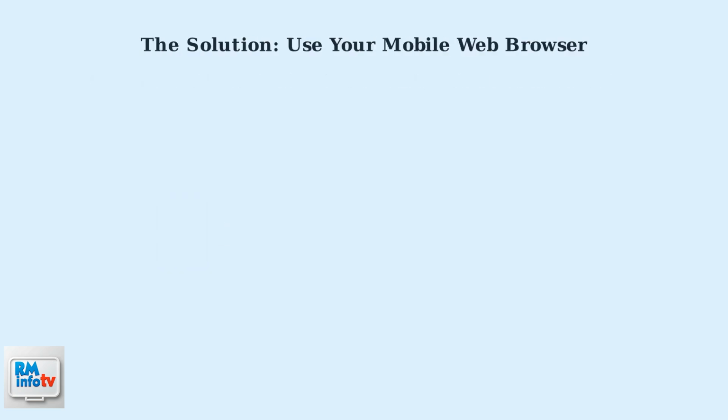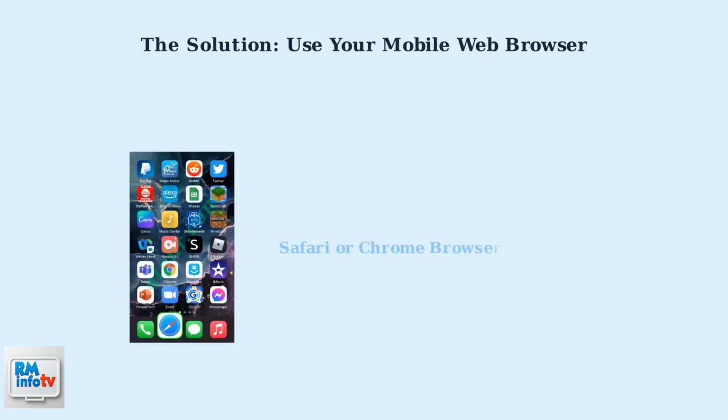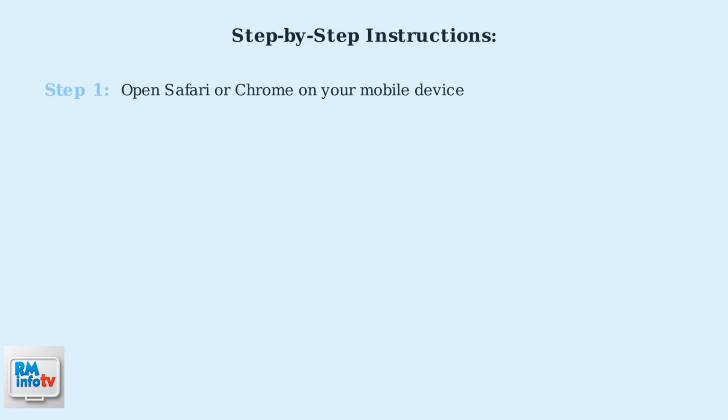Fortunately, there's a simple workaround. You can add payment methods by using a web browser on your mobile device instead of the app. You can see here a mobile device with Safari browser highlighted. This works with any mobile browser, including Safari on iPhone or Chrome on Android. Here are the detailed steps to add a payment method.